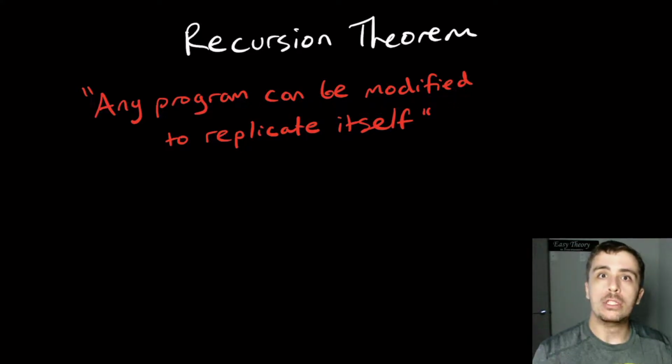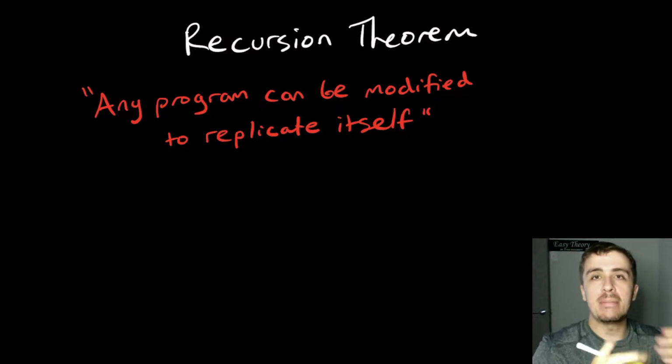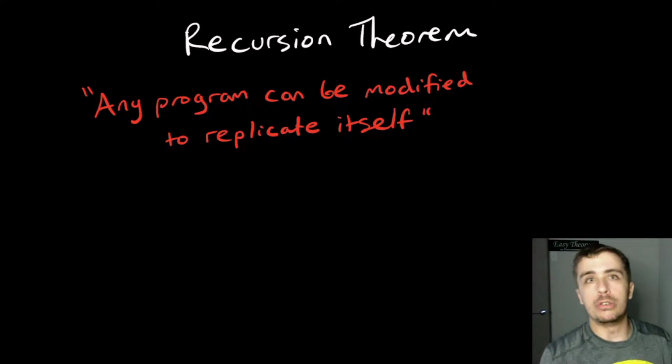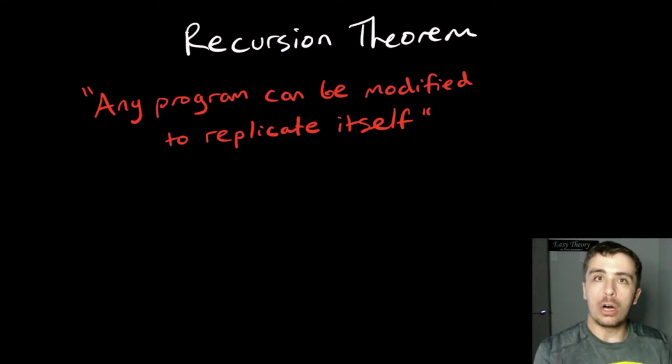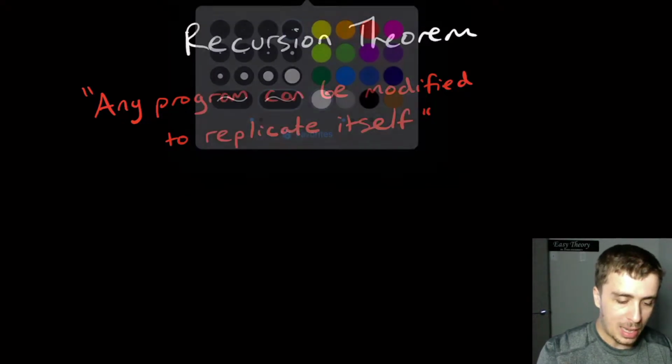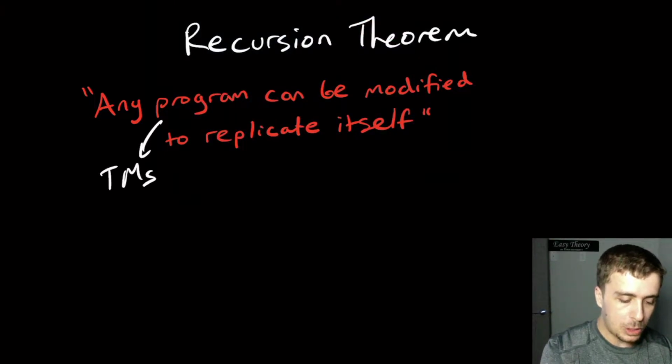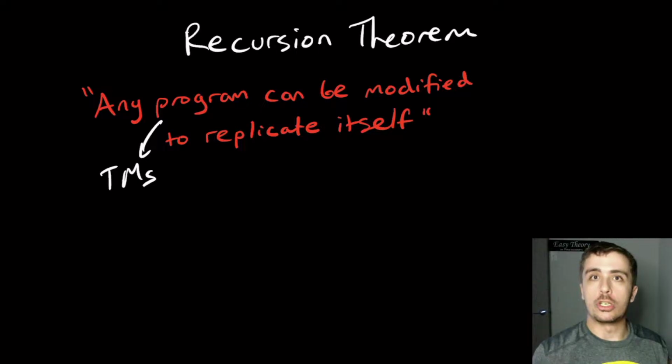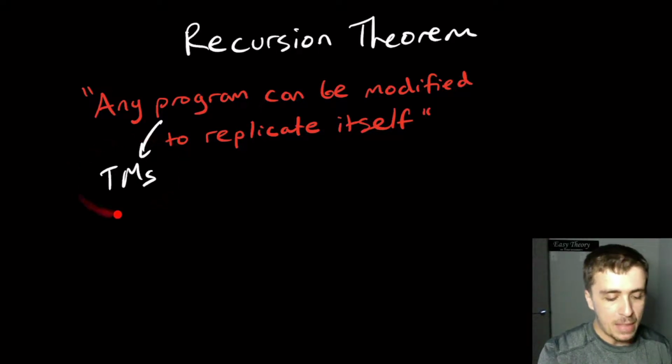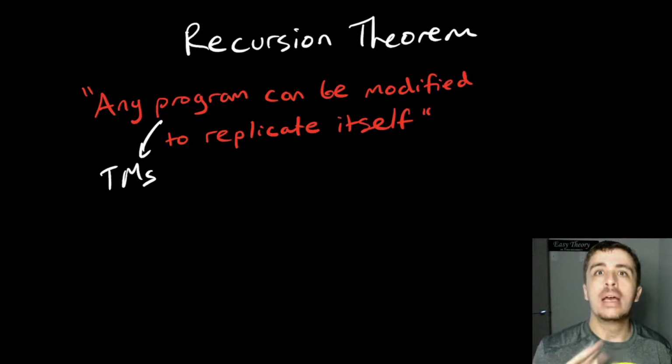So what you can do is insert several statements in any program whatsoever to obtain its own source code. In programming languages, you can open the file that the program is in, and then you can obtain the source code that way. But in this sense, we're talking about Turing machines. These models of computation called Turing machines, and I claim that any Turing machine at all can be modified to obtain its own source code, which is pretty bizarre if you think about it.